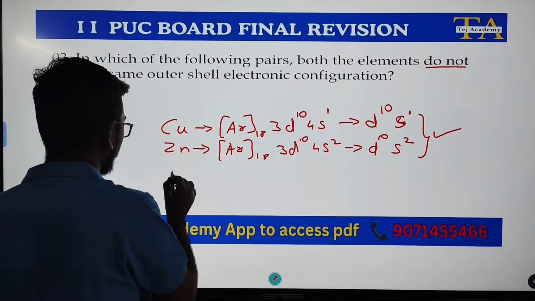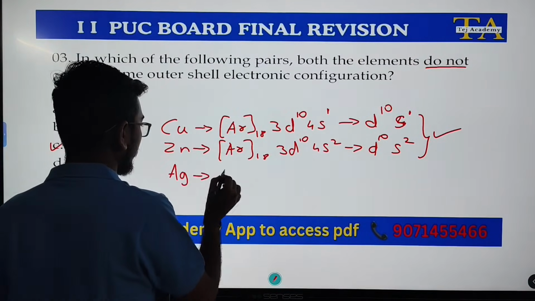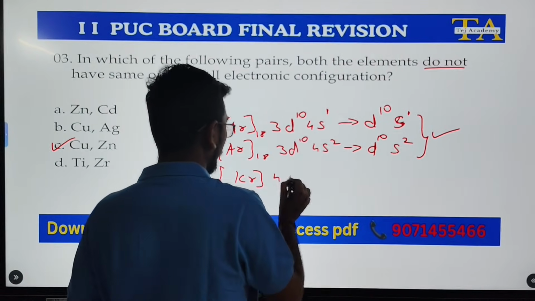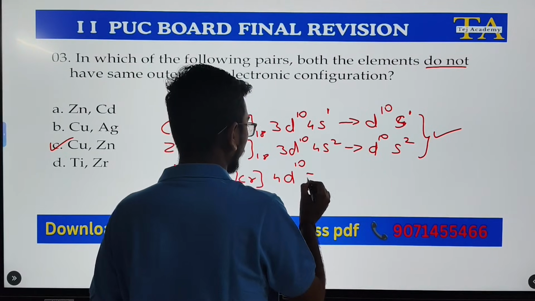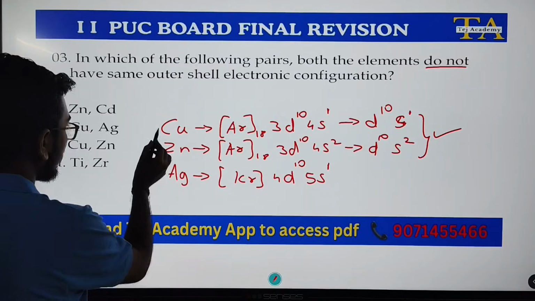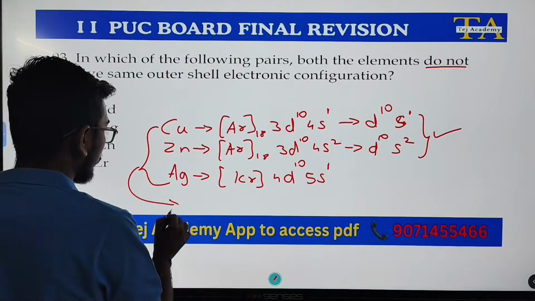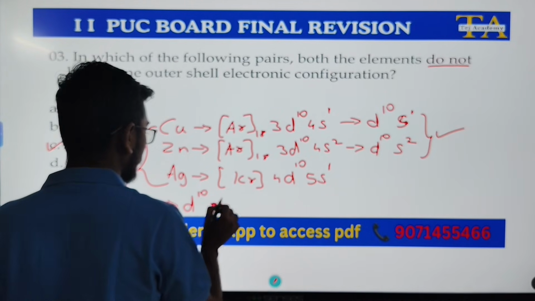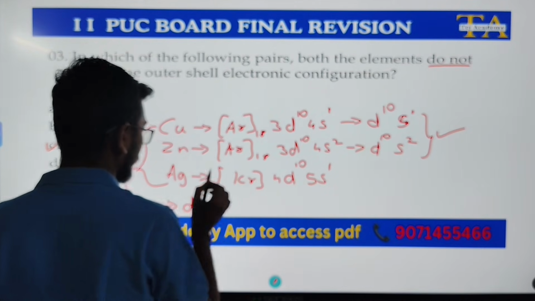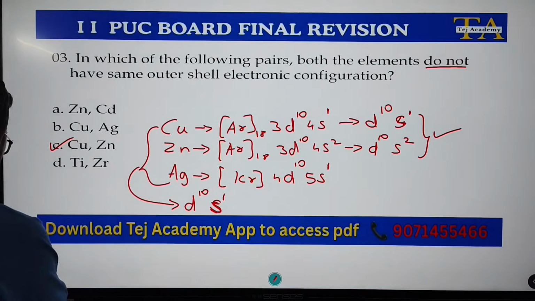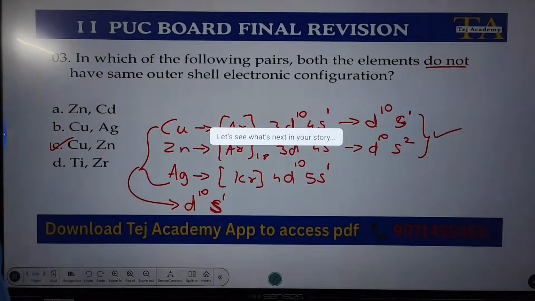So silver, Ag, if you check, krypton 4d10 5s1. Then if you see for Cu and Ag, these two have similar electronic configuration, d10 and s1. So which option is correct now? Third option. So next question.